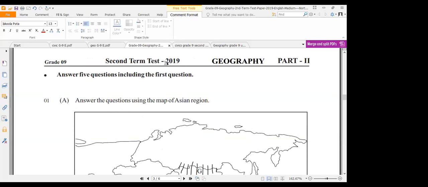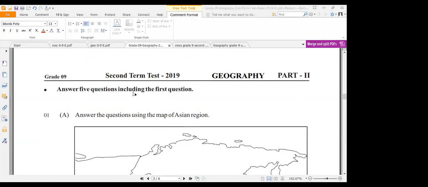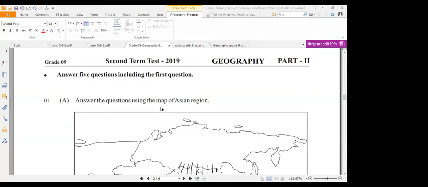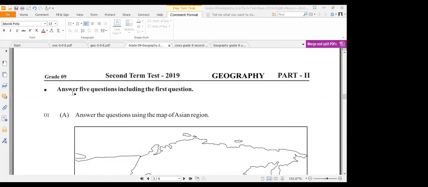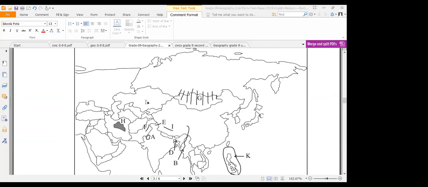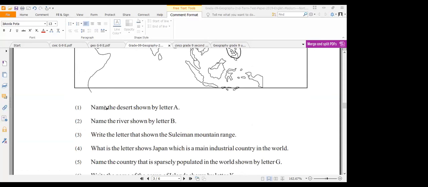Right, Nitara also 40 out of 40. Right, well done. Answer 5 questions, including the first question. Including the first section. First section compulsory. Right. Write the name of the desert shown by letter A.